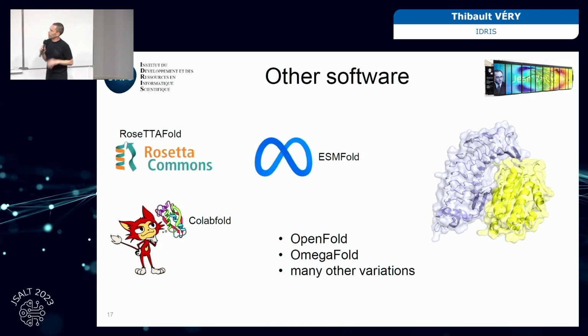And you have others, like ESMFold for example. One of the key differences is that they are trying to get rid of the multiple sequence alignment, because multiple sequence alignment is something that is done on the CPU, that's just searching in a database, and that's not very efficient. So getting rid of that can be very helpful.